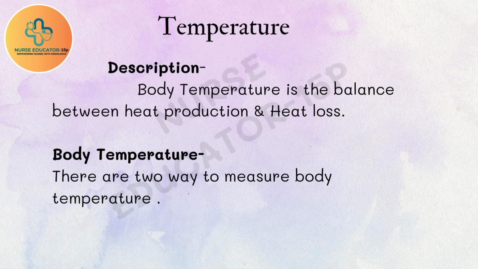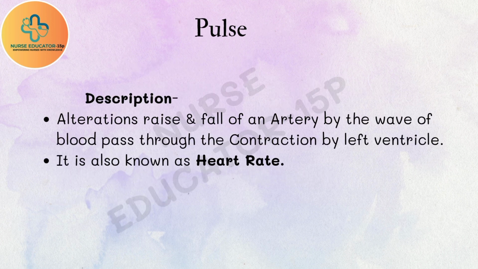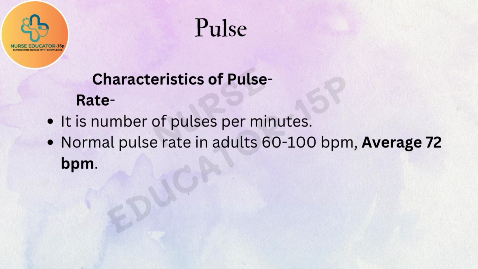We have also discussed temperature. It is the balance between heat production and heat loss. There are 2 ways to measure body temperature. We have also seen the apparatus used for measuring temperature. Then we saw pulse, the second vital sign, that is the alteration in the rise and fall of the artery, also known as heart rate. We discussed the characteristics of the pulse. The first was rate. The number of pulses per minute or beats per minute is called the rate.